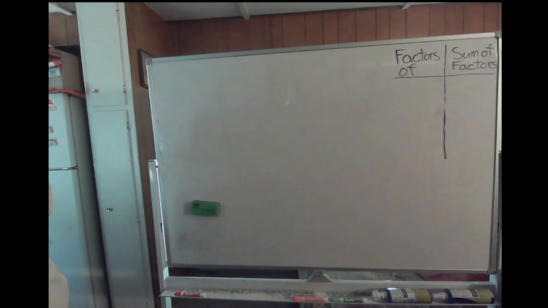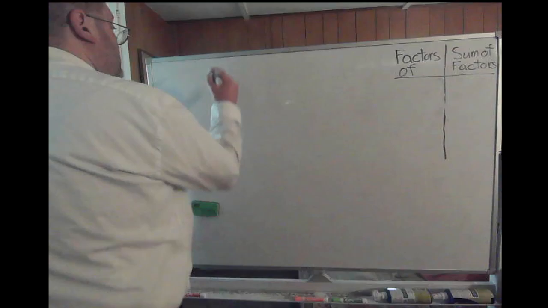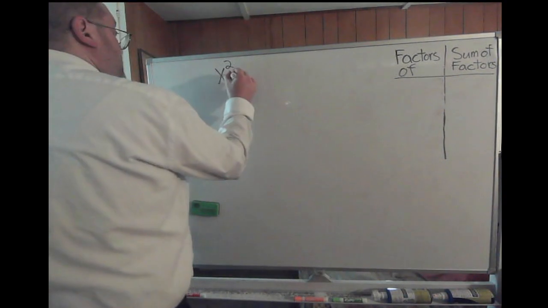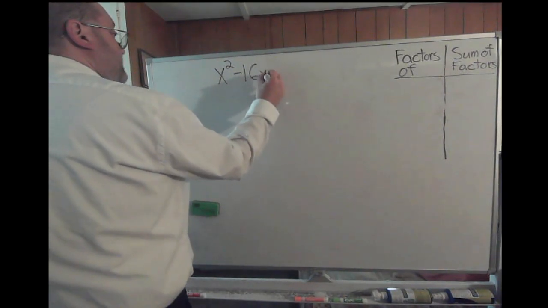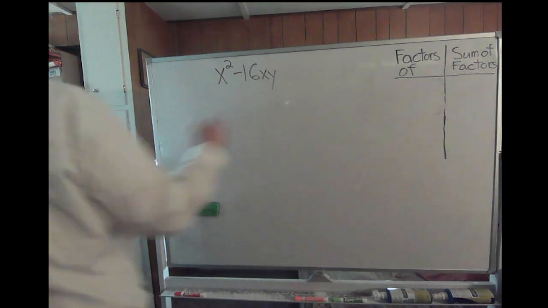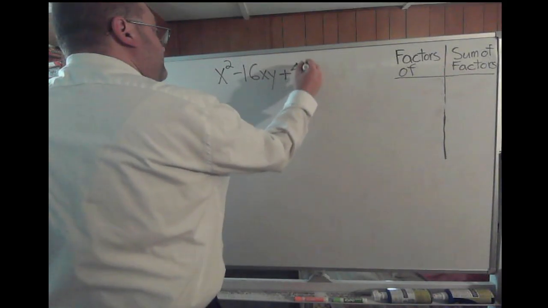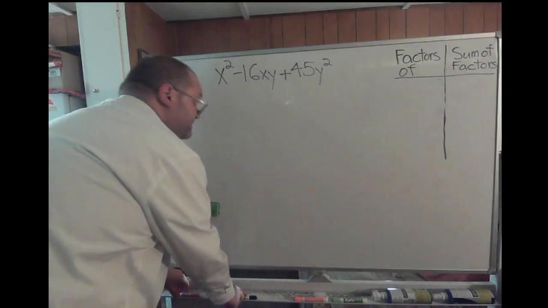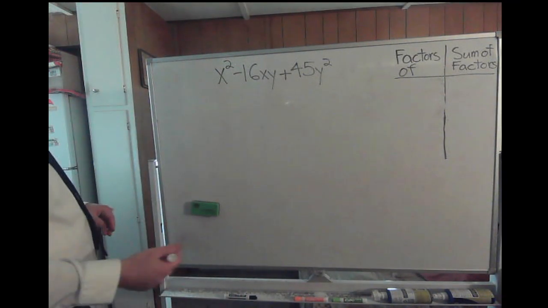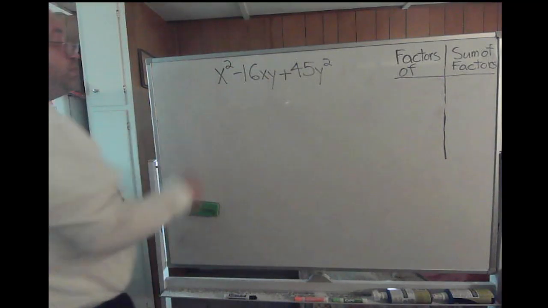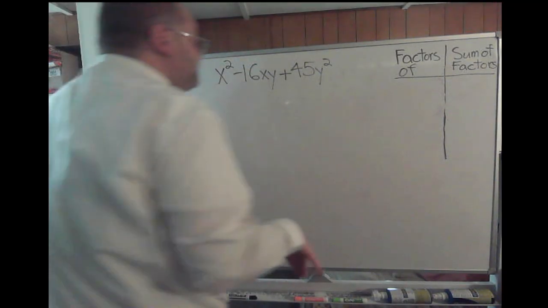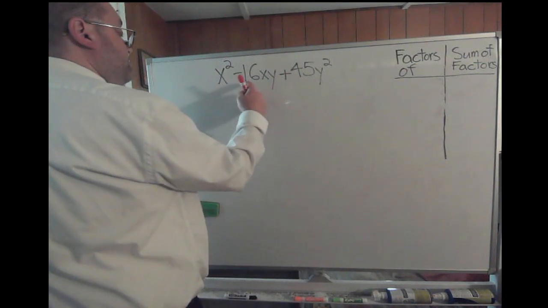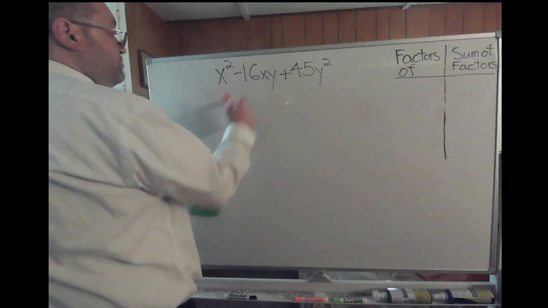Alright, let's do 3 more. We'll do another similar one. Let's see, we got x squared minus 16xy plus 45y squared. So we got x squared minus 16xy plus 45y squared. Well, the coefficient of x squared is 1, so that makes your life easy. Now you've got to find factors of the coefficient 45 that, when added together, give you the coefficient of negative 16 in the middle term.